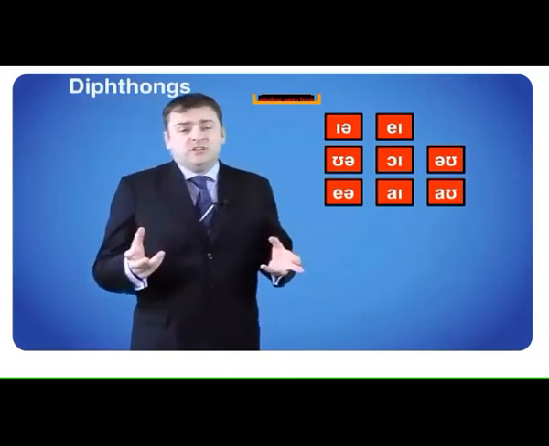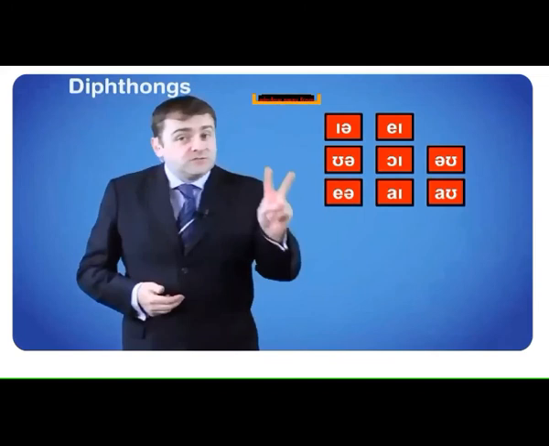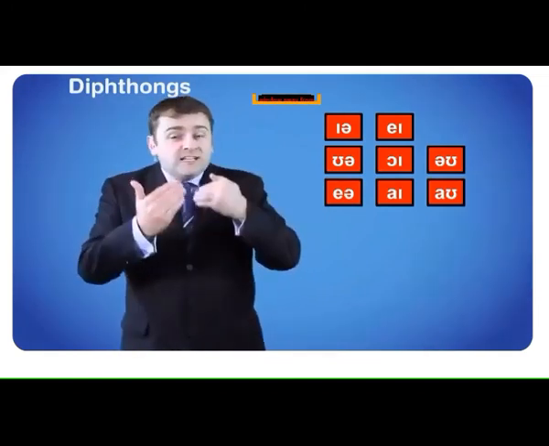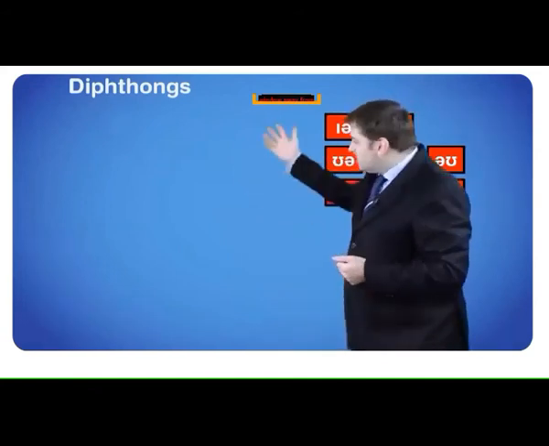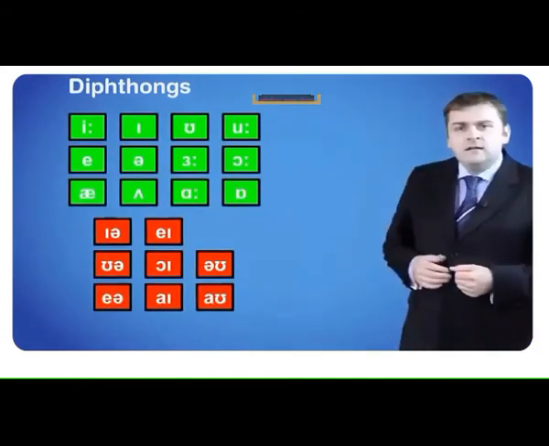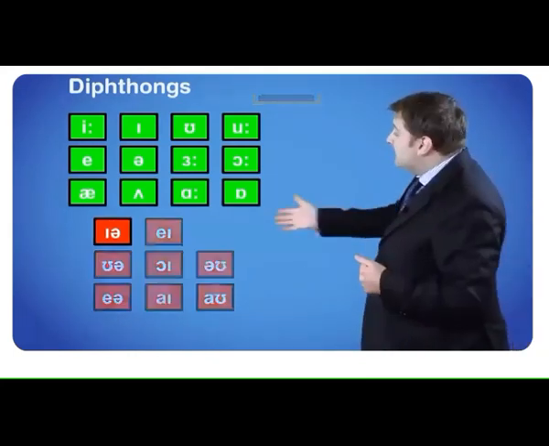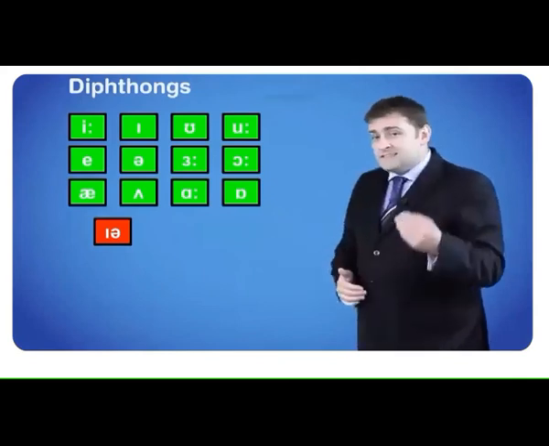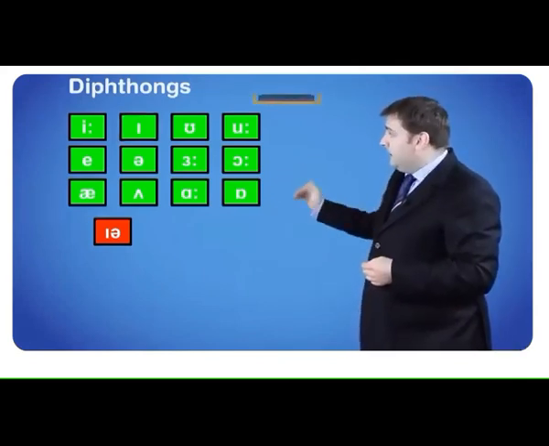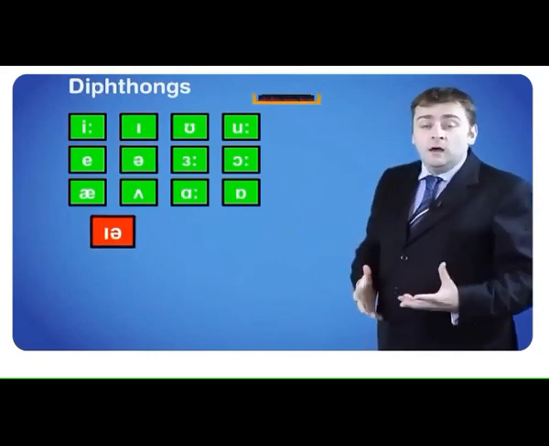But the key to pronunciation is physical, and the diphthongs are a combination of two sounds. So your mouth will change position as you say the sound. Let's look at the monophthongs again so you can see what I mean. First of all, let's look at ear. This is a combination of I and schwa, but it's pronounced within one syllable, ear.